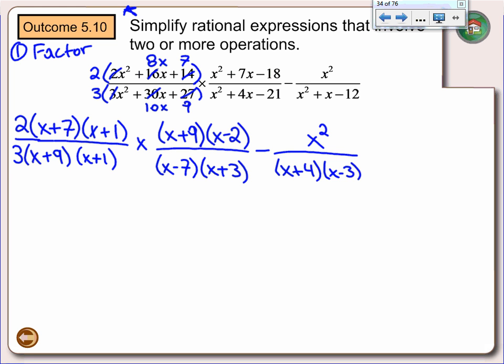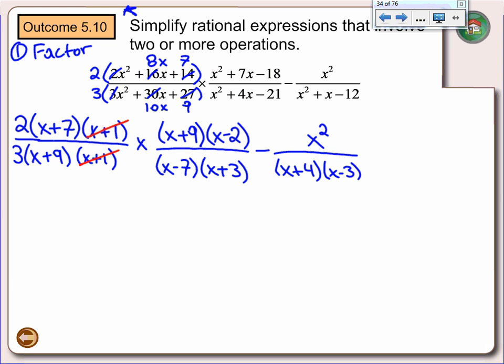Once I do that, I'm going to remember our tricks from our multiplication. And our tricks from our multiplication of fractions said that anything that's on the top and on the bottom can be canceled out. So our x plus 1 and our x plus 1, they can be canceled out. But they're not the only things that can be canceled out. The other things that can be canceled out are our x plus 9s and our x plus 9s.